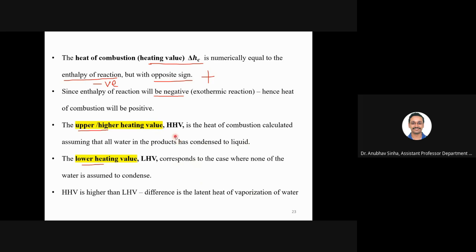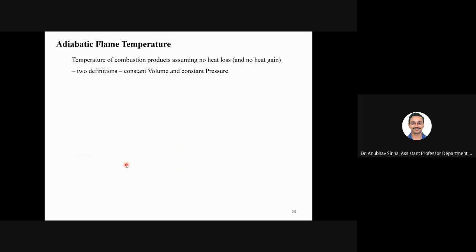So that is what is being highlighted here. When you do the calculation, if you assume that all water is liquid, then you have the higher heating value. If you assume that all water is vapor, then I have the lower heating value, because we are putting some energy in the water, which could otherwise be extracted to heat some other object of interest. Yes sir, it is clear now. Fine? Okay, moving on.